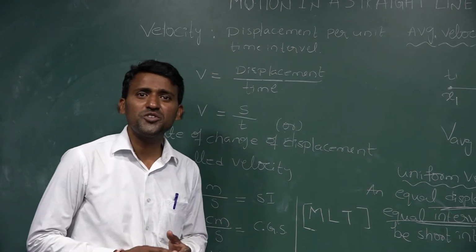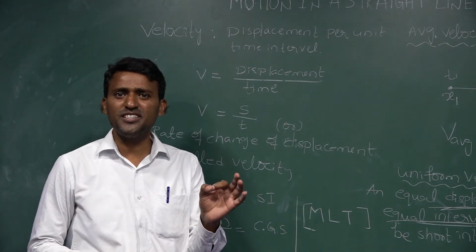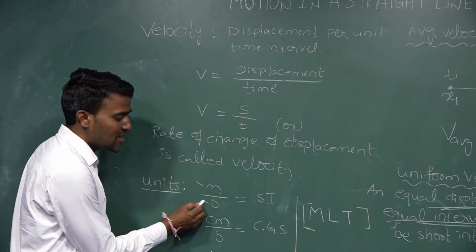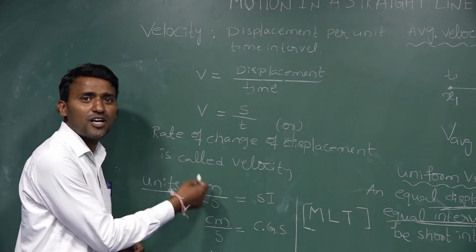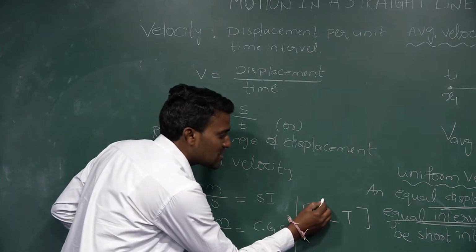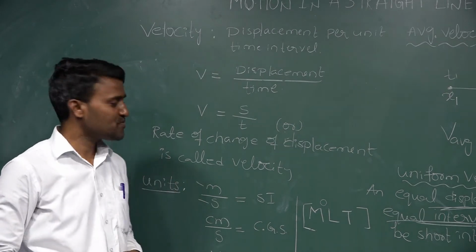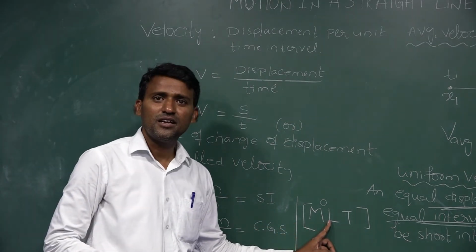So what is the mass unit? The mass unit is kg. Coming to our units, in this one meter is there, second unit is there, but no kg or no gram. So mass is nothing but a 0. The quantity is not involved. So mass is 0.